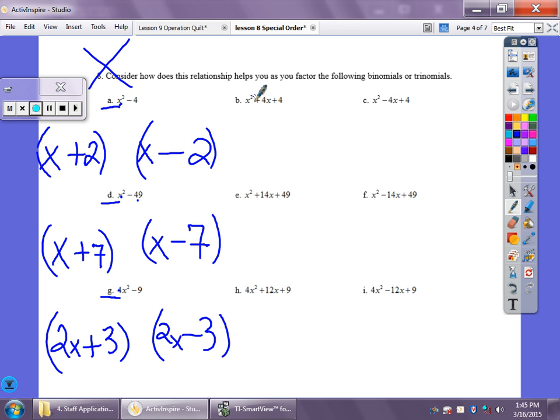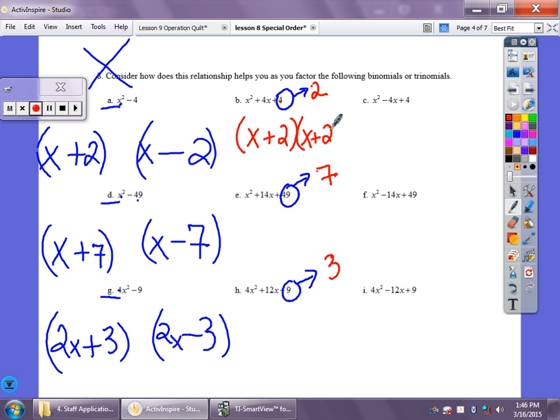Okay, this one I know I have a middle term, and this is very important. We're going to focus on the last number right now. This is important because it is a perfect square. So, how do I make 4? With 2. How do I make 49? With 7. How do I make 9? With 3. Okay, so 2 times 2 is 4. Is 2 plus 2 4? Yes. So my answer is x plus 2 times x plus 2.